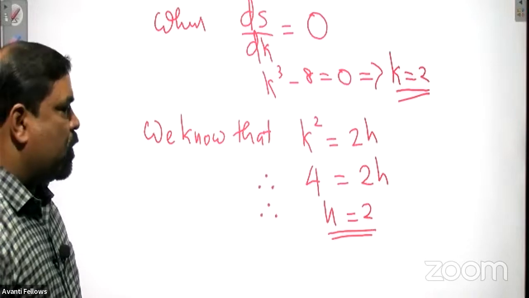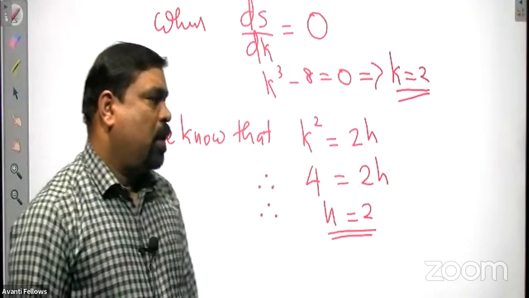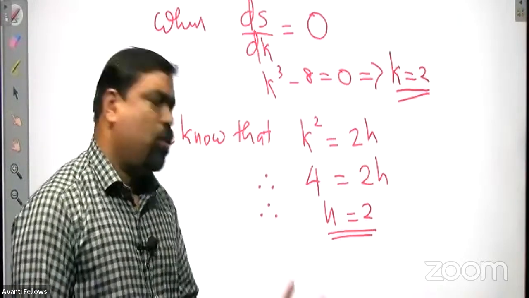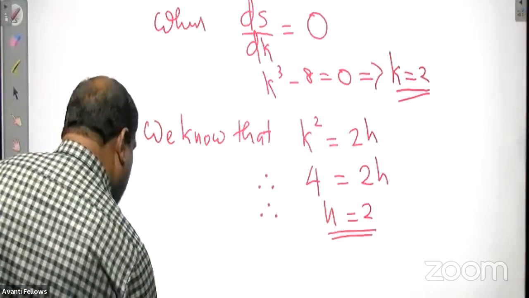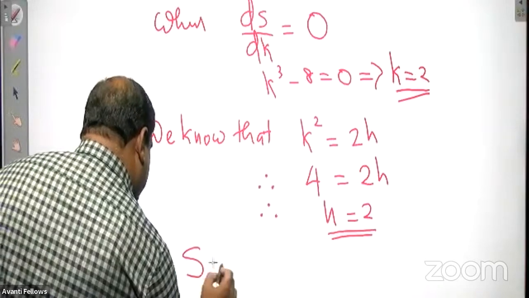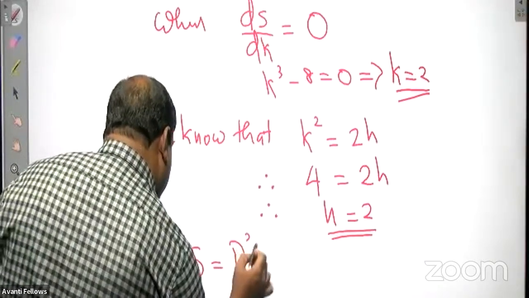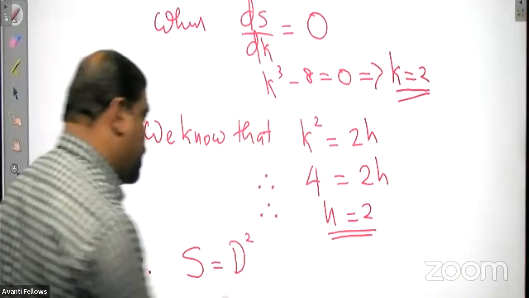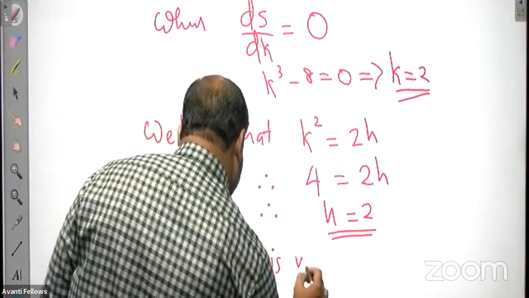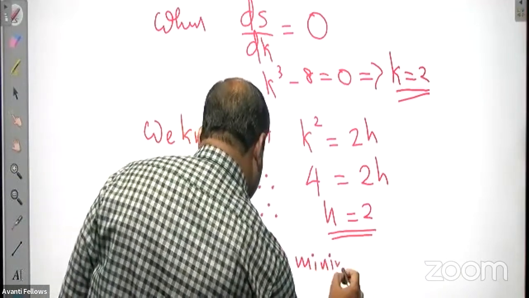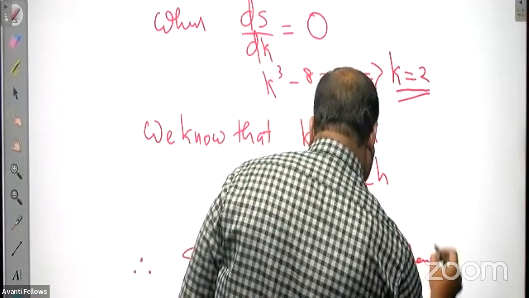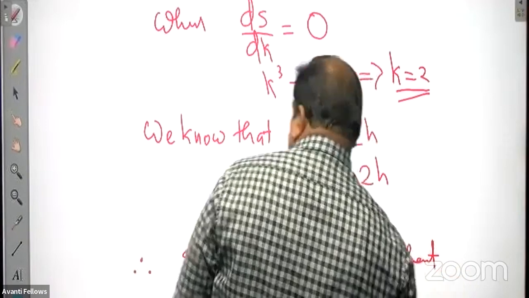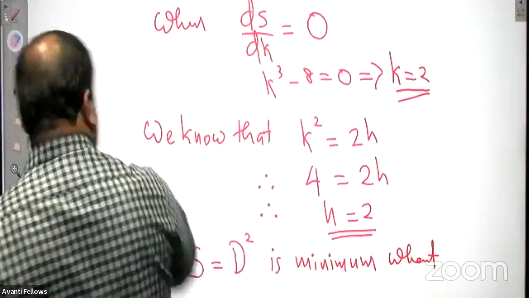So the required point is (h, k), that means (2, 2). Therefore, S means actually d square. Remember, the distance square we have taken. S equal to d square is minimum when you are at the point 2, 2.